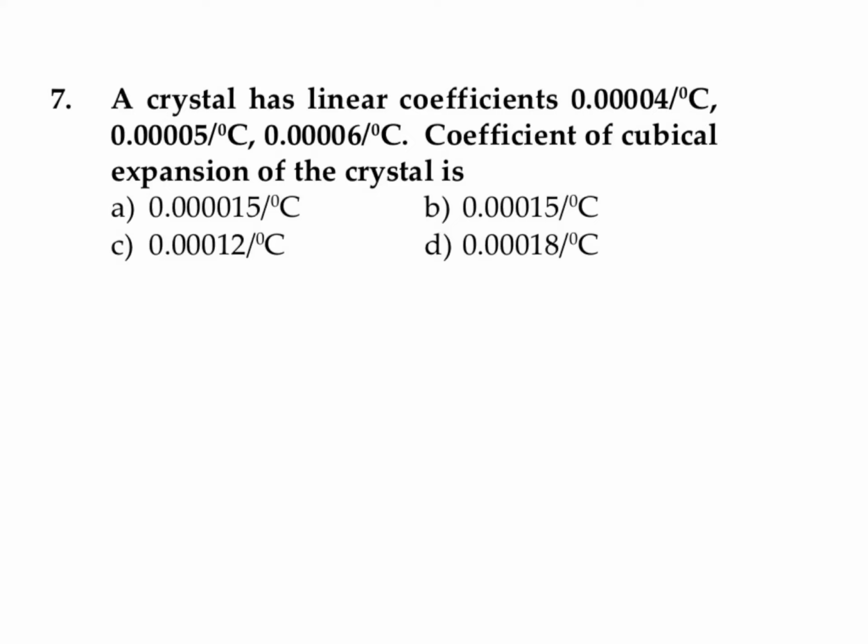In this question, it is given that a crystal has a linear coefficient of 0.00004 and like that 5 and 6 coefficient of cubical expansion of crystal. So we discuss something like non-uniform expansion of object, or we discuss something like anisotropic expansion. That means expansion coefficient is different along the x-axis and along y-axis and along z-axis.